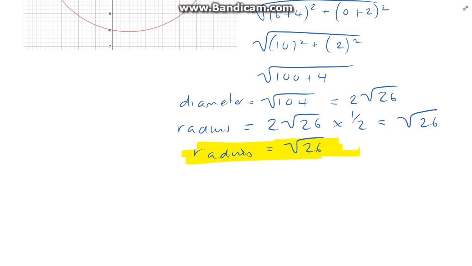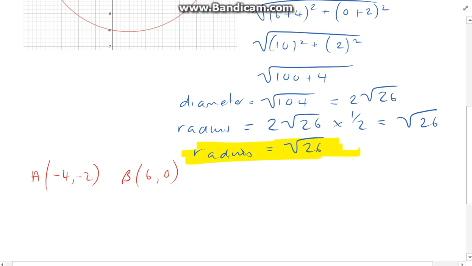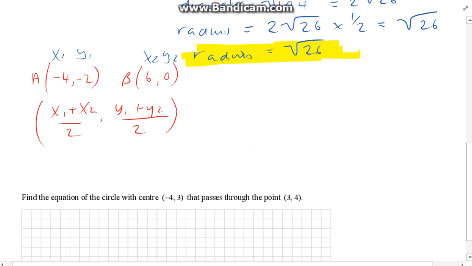So, again, coordinate geometry. Write out your points: A is (-4, -2), B is (6, 0). Label your points x1, y1, x2, y2, and fill into your formula. So we're going to have x1, y1, so we'll have -4 plus 6.